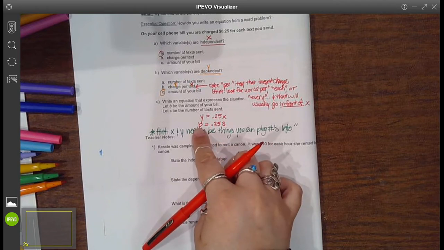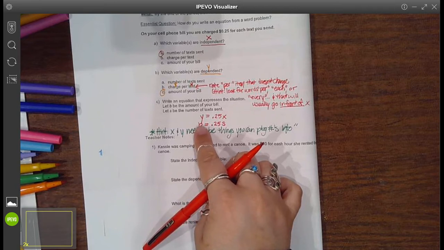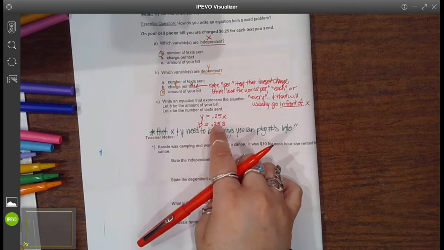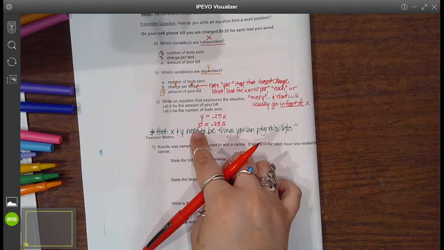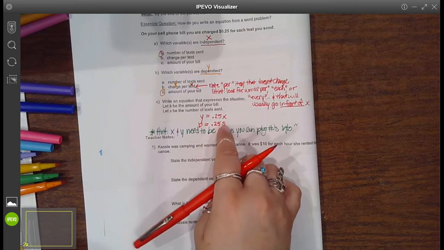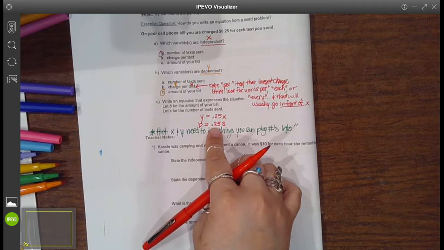You can also plug something in for y sometimes. Like, what if you only had $1 that you could spend? I know that's really cheap. All you can spend is $1. So how many texts can you send? Well, $1 equals 0.25x. So you could only send 4 texts if all you had total was $1. So you can plug numbers in for x and y, but this always stays 25 cents no matter what. So your rate of change doesn't change.